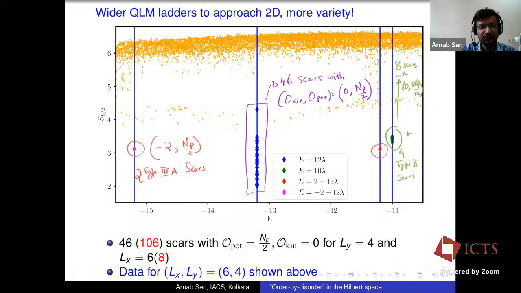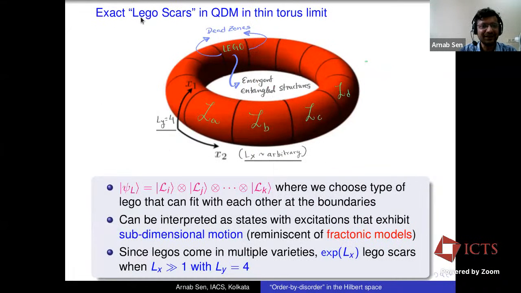So to do that, let me construct some things which I call exact Lego scars, but now in the quantum dimer model in the thin torus limit. So what do I mean by that? I take a ladder now, and the width of the ladder I fix to Ly equal to 4, and the length can be arbitrary. And there are periodic boundary conditions in both directions. That's why it's like a torus.